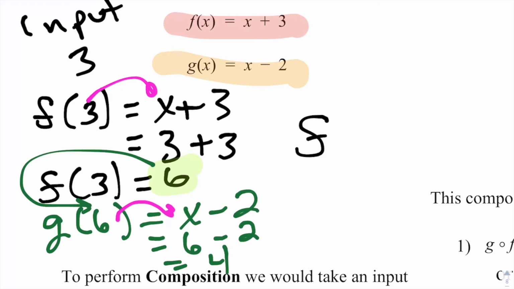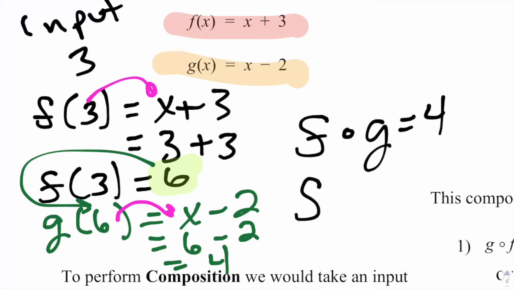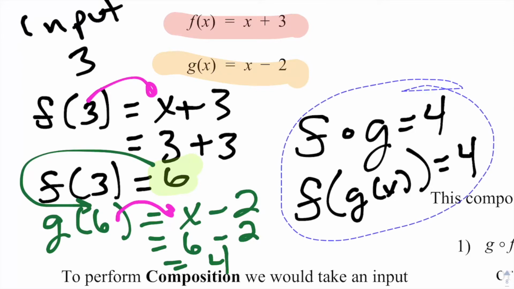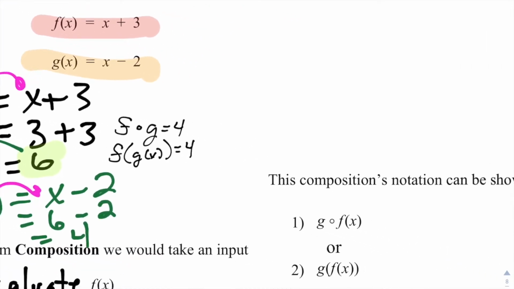g composed of f is equal to 4. And that's the two ways we write it. I'm going to explain that right now in more detail as I shrink this up. All right, let's come over here and explain it in a little bit more detail.